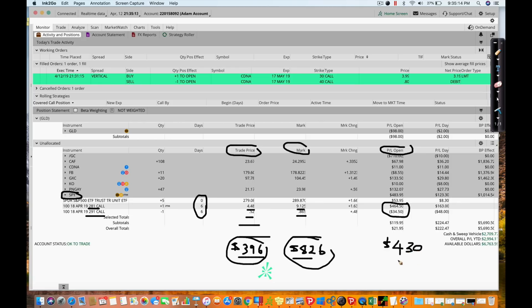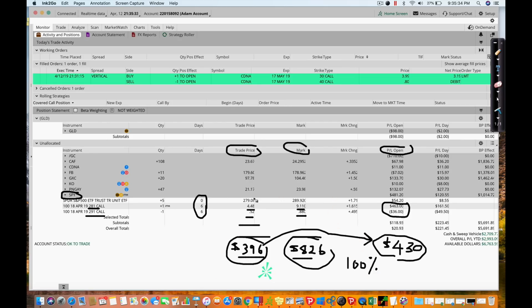Okay, so I made 430 out of 396. Well, not fantastic, but that's 100% return on investment in about 30 days. Just I think slightly more than 30 days. So in options, that's pretty normal, doubling your money in about 30 days.